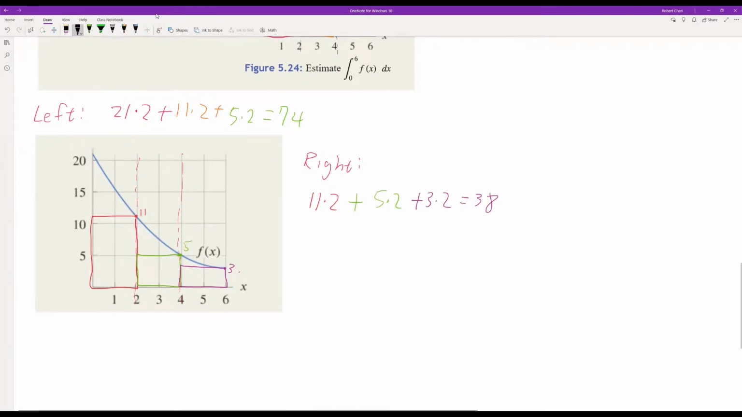All right, and then lastly, to get a better approximation, let's find the average. So 38 plus 74 over 2, that gives us 56, right? So we can say that the integral from 0 to 6 of f of x dx is approximately 56.